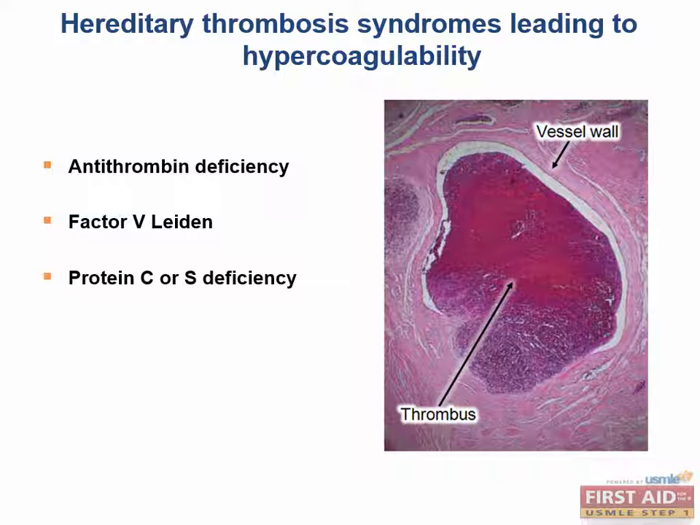Since protein C and S lead to an inactivation of factors 5A and 8A, it would make sense that a deficiency in these would lead to a decrease in inactivation of these factors, allowing them to continue working. This leads to an increased risk of thrombotic skin necrosis and hemorrhage in patients who are given warfarin without first properly anticoagulating the patients with heparin.